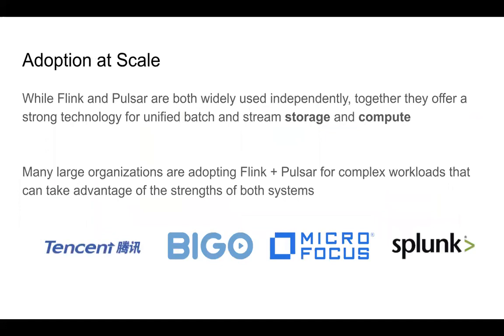And because of these strong capabilities, we're seeing both systems being adopted for this unified batch and stream storage and compute. And so organizations like Tencent, which is a very well-known user of both Pulsar and Flink, are using these systems together for complex workloads. Likewise, Splunk is very much invested in the Pulsar ecosystem, with their new products around the DSP that use Flink, as well as other organizations like BIGO, which is in live streaming, and Micro Focus. There are a lot of organizations that are looking to adopt these and have adopted these applications for complex workloads.